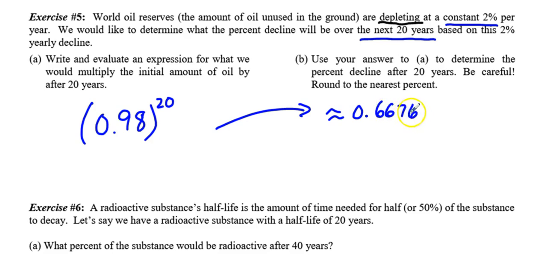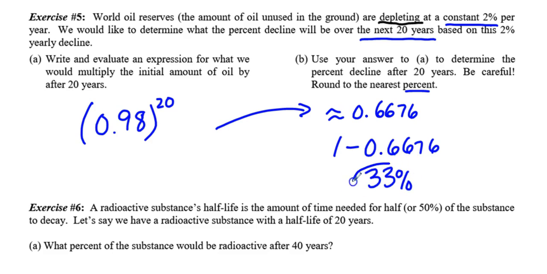Now the question is, okay, what is that? It's not a 66%, 67% decline, right? Because that's the growth or the decay factor. So it's really 1 minus that amount, 1 minus 0.6676. So do that math, and it comes to be, to the nearest percent, about 33% of the world's oil reserves we will have depleted in 20 years.